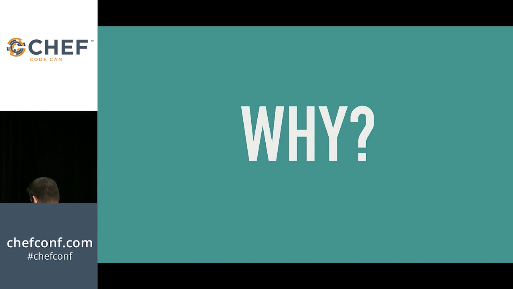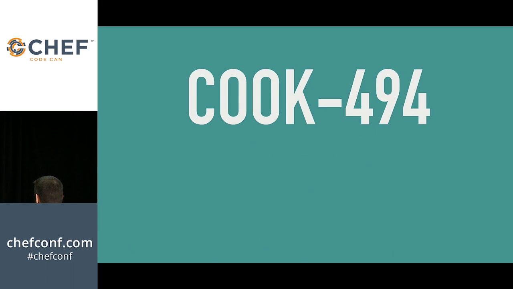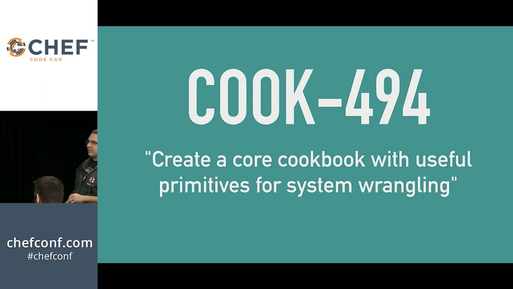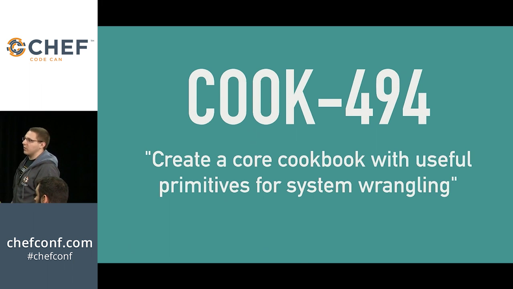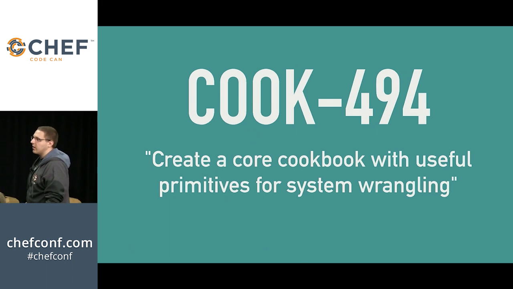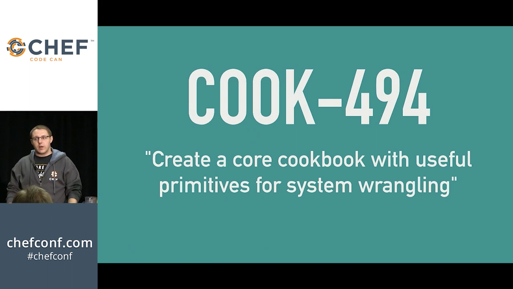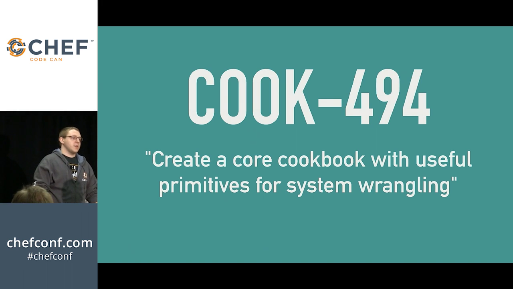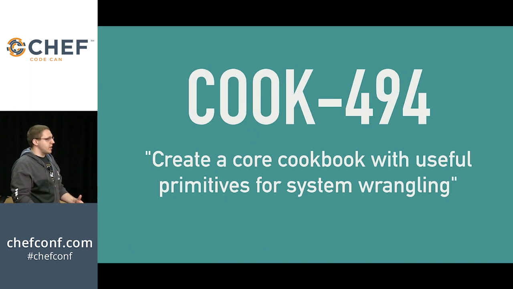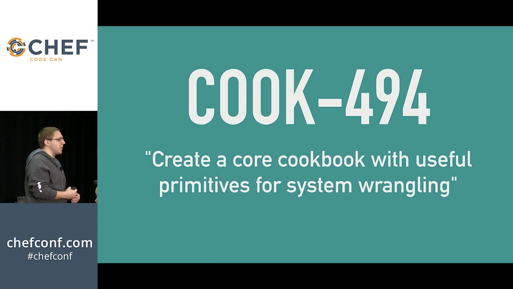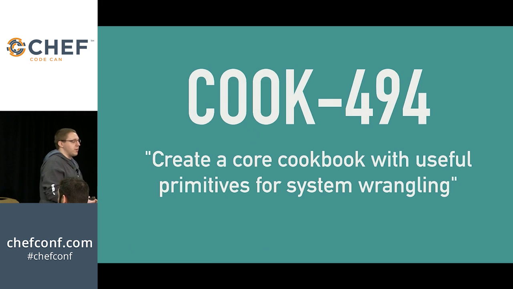If you read the talk description, I wanted to do a little bit of a non-technical talk before we started diving into the things. So this is the background of how Chef Sugar came about. It really started with this particular Cook ticket, Cook 494, which was, to summarize, create a core cookbook with useful primitives for system wrangling. For those of you that have been doing Chef for a while, you know that no matter how awesome Chef is, every operating system has quirks. They have little tweaks. They have little differences, and it can be annoying to try to deal with those.